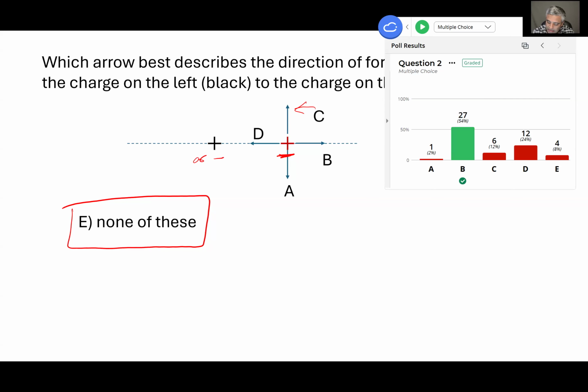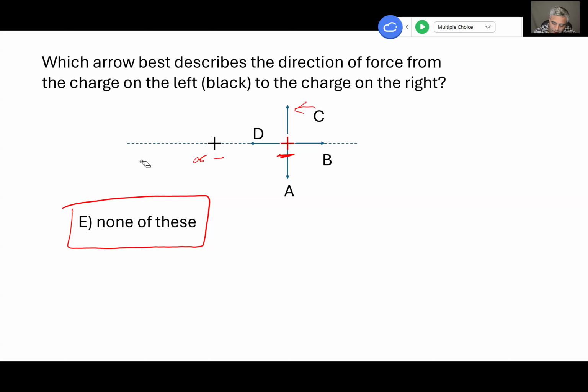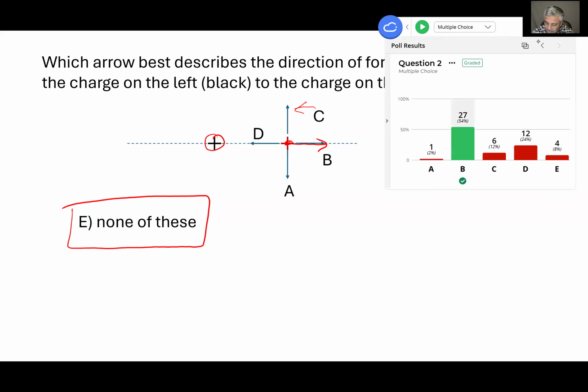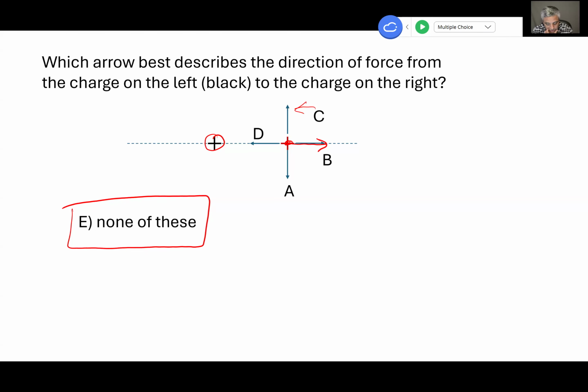But in this case, like charges, they repel, meaning pushing away, right? It says, go away from me, stay away from me, okay? So that's how like charges behave. And so this one is pushing this one away, which means B is the correct answer. Okay, I already chose that. Anything you'd like to add on this?